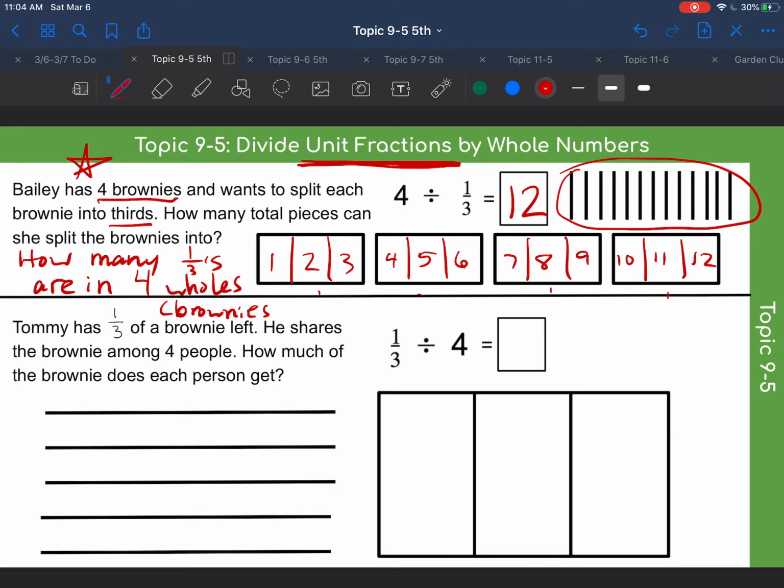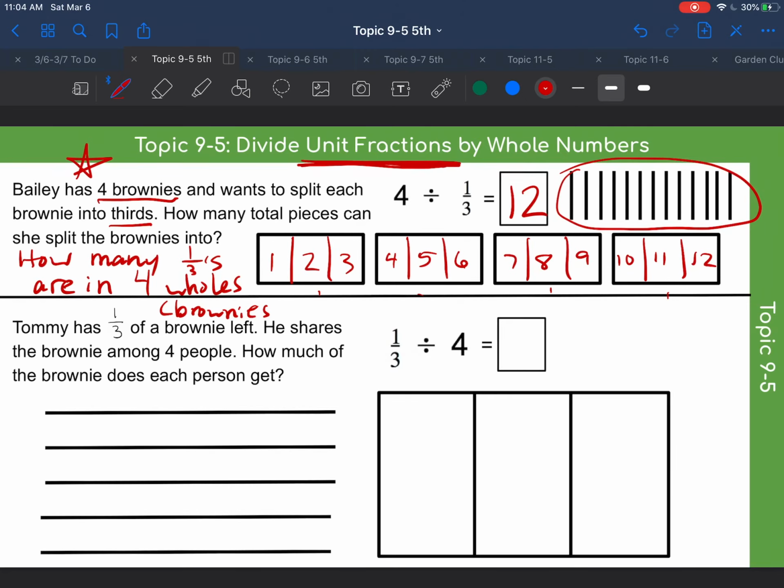Okay, so let's look at this problem. It says Tommy has 1/3 of a brownie left. So this is totally different than Bailey's situation. She had 4 whole brownies. Tommy only has 1/3 of a brownie left. Out of that 1/3, he shares the brownie among 4 people. How much of the brownie does each person get?